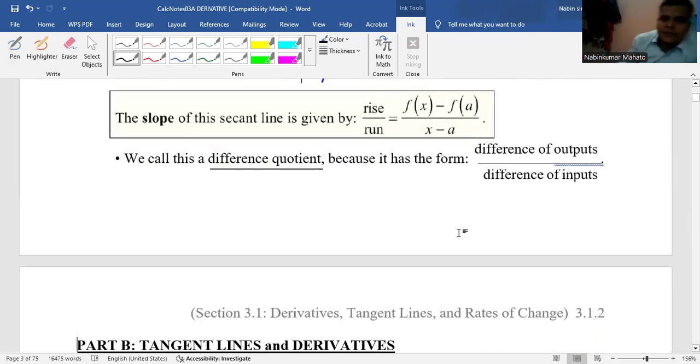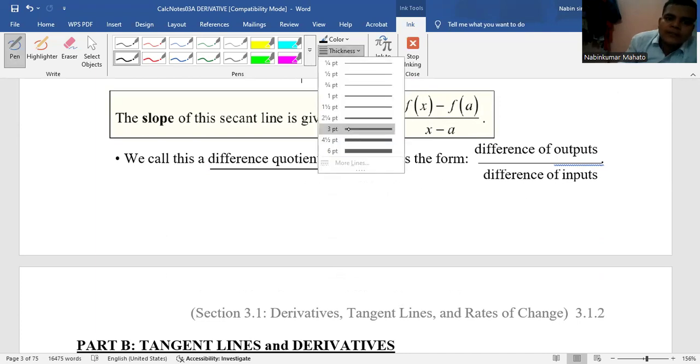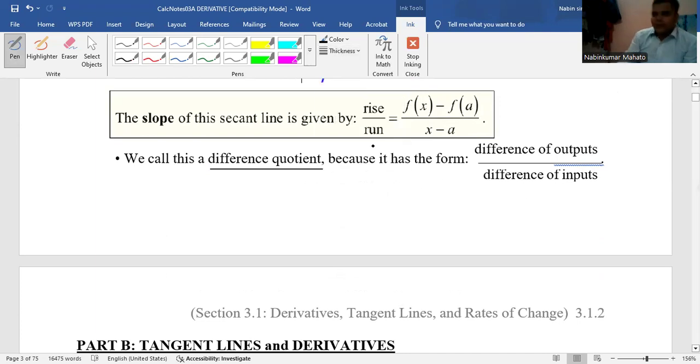the slope of this secant line, so look here, rise over run. Do you know rise over run? Rise means those lines which are going up, and run means those which are going horizontally. When we rise, it goes up, but when we run, it is horizontal.